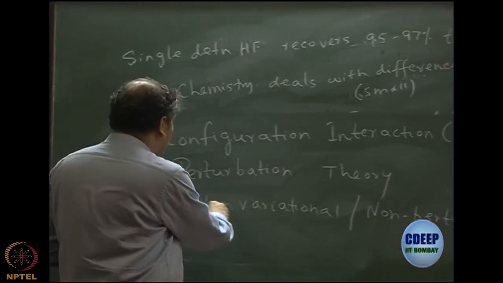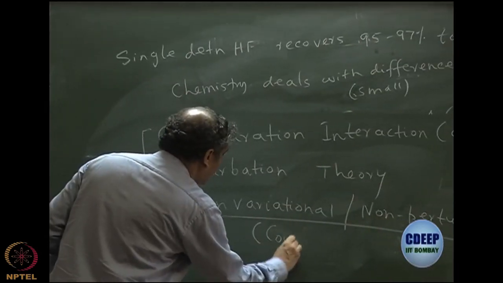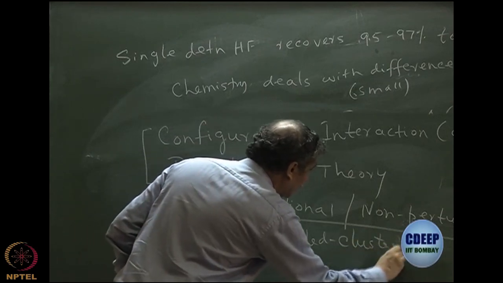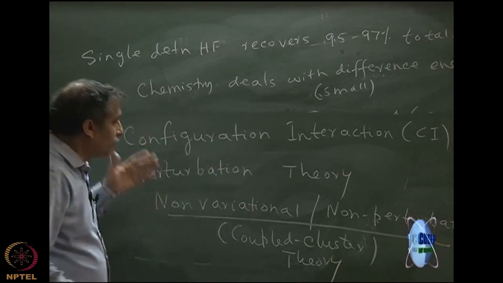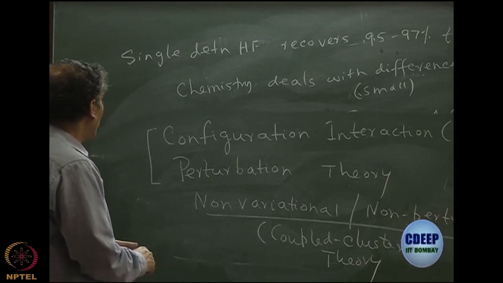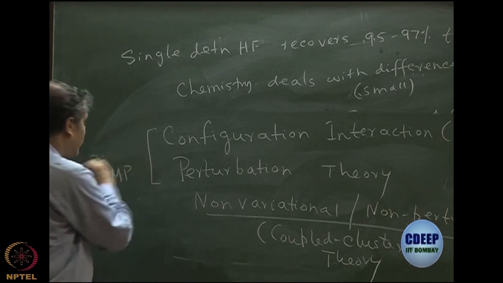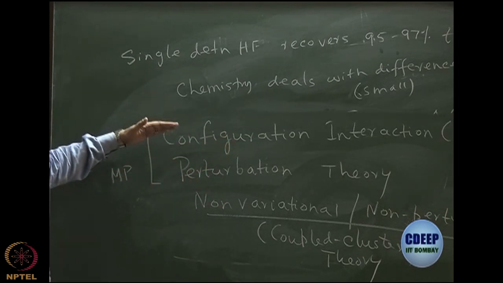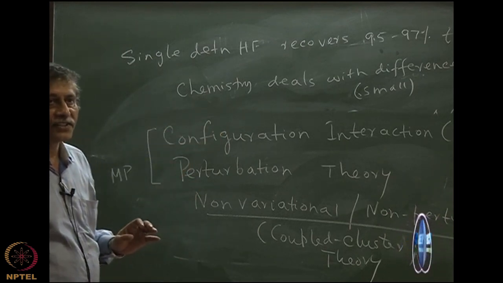So we'll also discuss these theories, and one of the important theories which has come up today, and I discussed yesterday also, is the coupled cluster theory, which is actually more standard in the range of neither variational nor perturbative. The perturbation theories are known as Møller-Plesset, MP perturbation. Variational ones are known as CI. So these are the three major classes of theories which today handle the correlation energy.